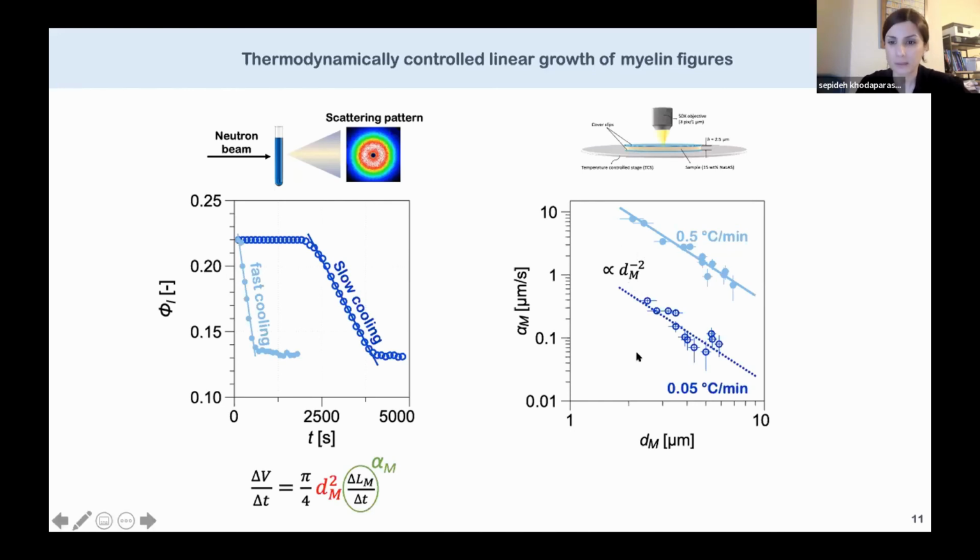The other thing to note on this graph is that if we increase the cooling rate by 10 times, the rate of growth of the myelin is also increasing by an order of magnitude, which is a proof of at least the hypothesis that we had, a constant volumetric rate of transformation from the micellar phase to the lamellar phase that controls this growth.